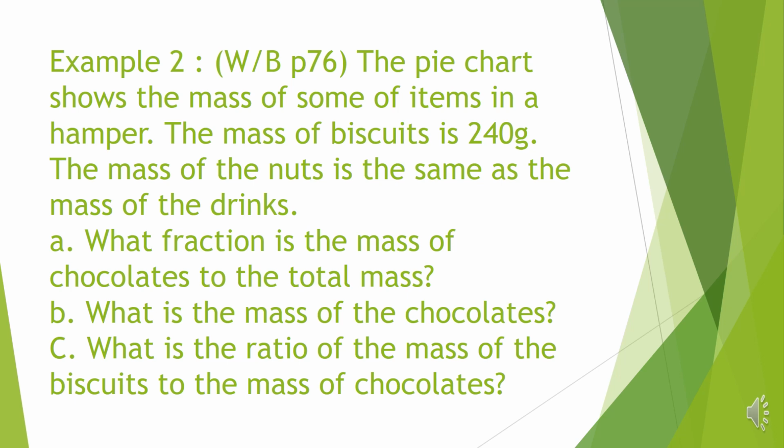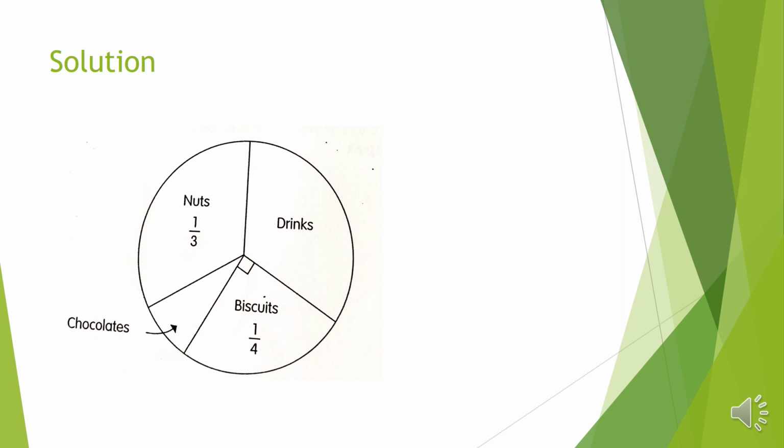Now open workbook on page 76. The pie chart shows the mass of the items in the hamper. The mass of the biscuit is 240 grams. The mass of the nuts is the same as the mass of the drinks. A. What fraction is the mass of the chocolate to the total mass? B. What is the mass of the chocolates? C. What is the ratio of the mass of the biscuits to the mass of the chocolate? This is our picture that shows nuts, drink, biscuit, and chocolate.